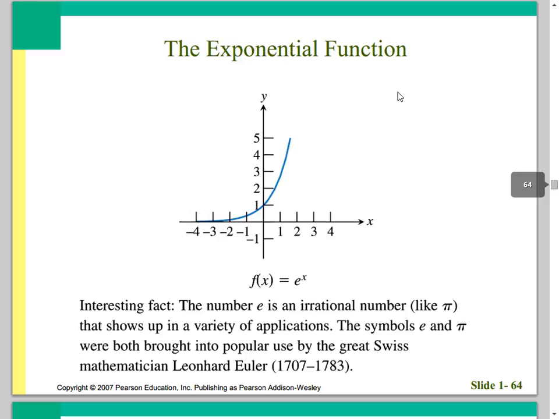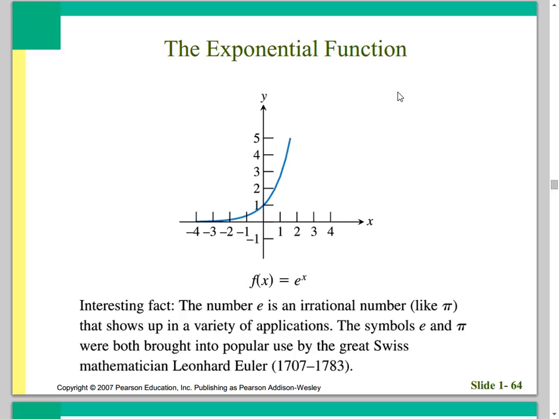All right, this is the exponential function. Now, this is based on the number e. It's Euler's number. It's like pi. It's an irrational number. It shows up in a variety of applications. The symbols e and pi were brought into popular use by Leonhard Euler. Well, pi's been around since Archimedes, but Euler liked to use irrational numbers, and so e actually represents him.